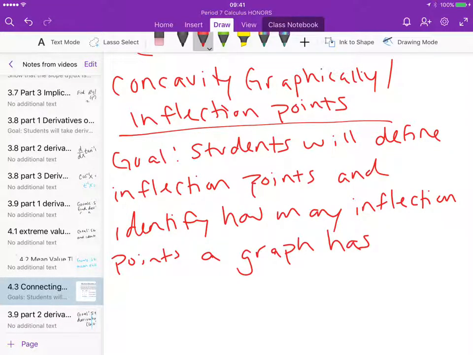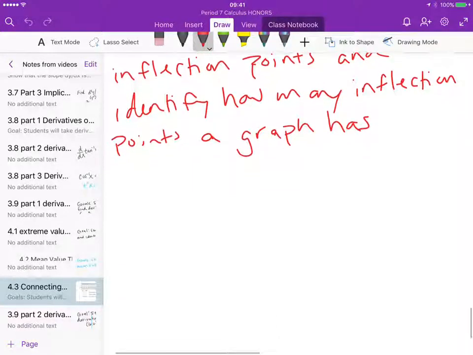Alright guys, so in this video we're going to wrap up a little bit of concavity talk with the topic of inflection points. So the goals within this video are to define inflection points and identify how many inflection points a graph actually has. And what I want to do is look into what it actually means to change concavity when we go from the original function to the first derivative and then even to the second derivative of a function as well.